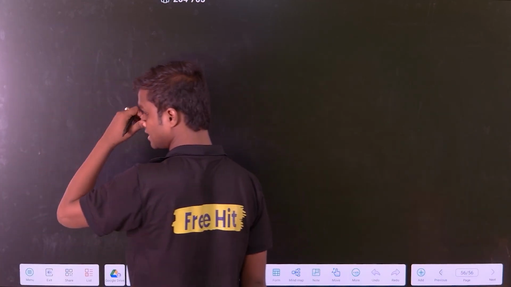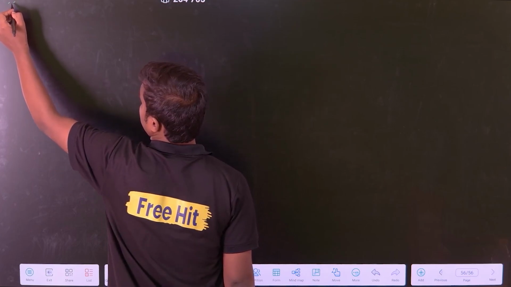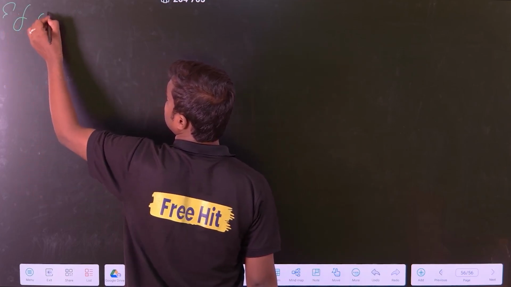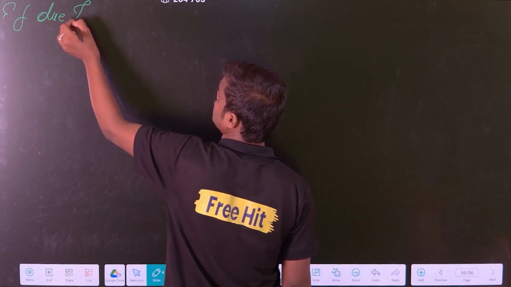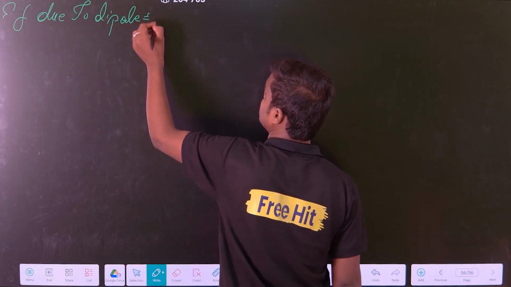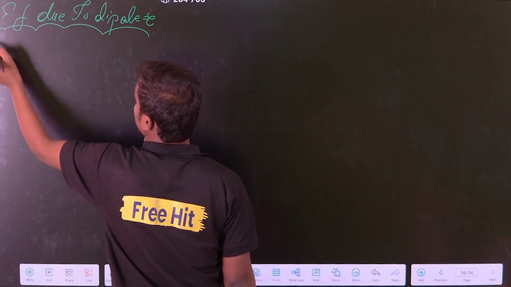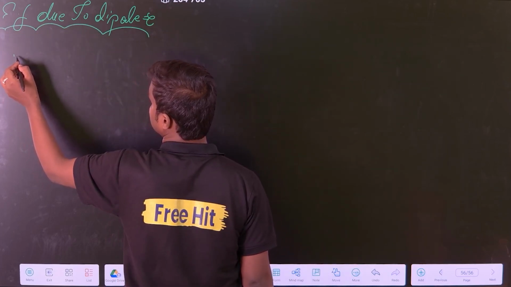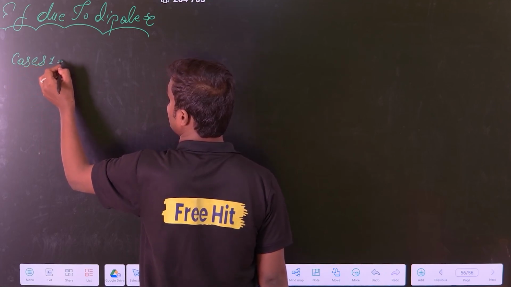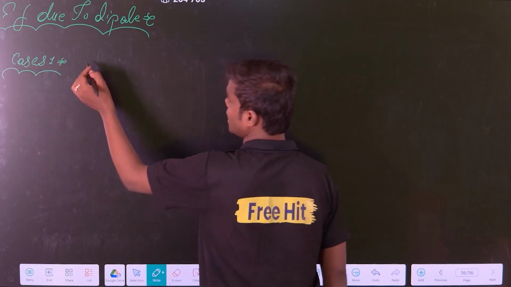Now the next thing is the electric field due to the dipole. What is the electric field due to the dipole? I am not going to calculate this here. We have two cases, and this you only have to do. First is the axial case.